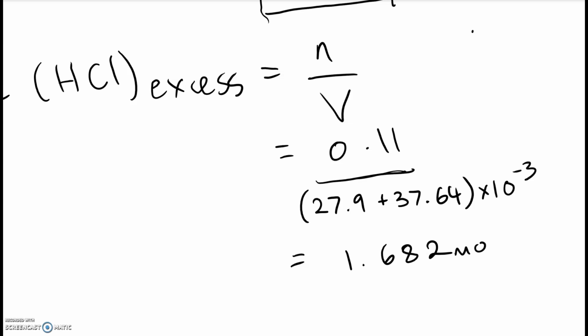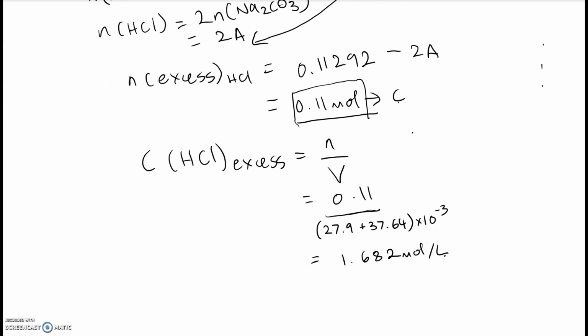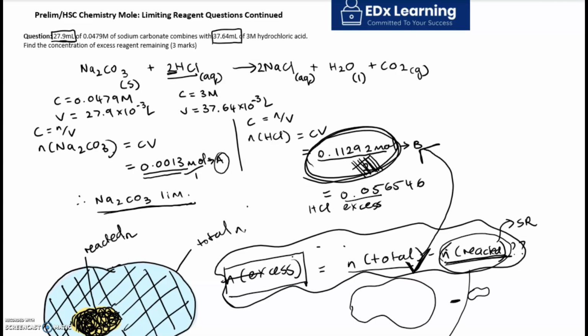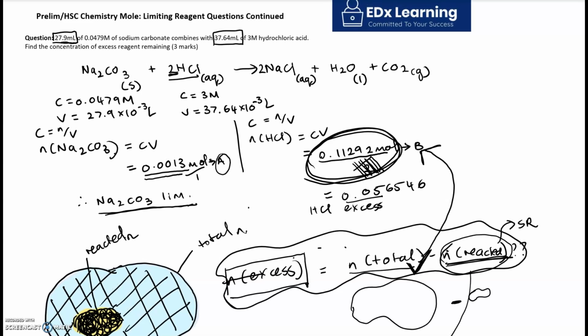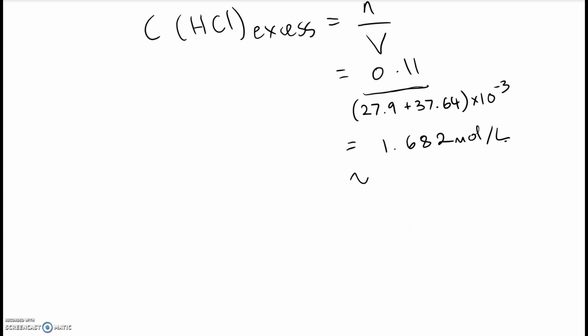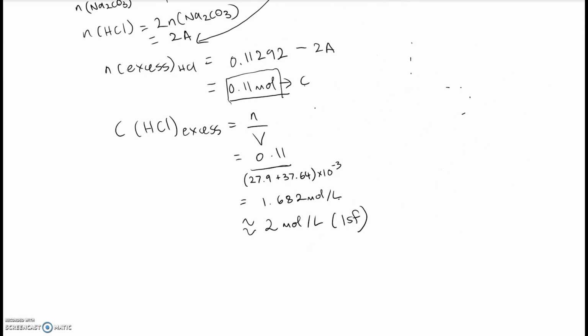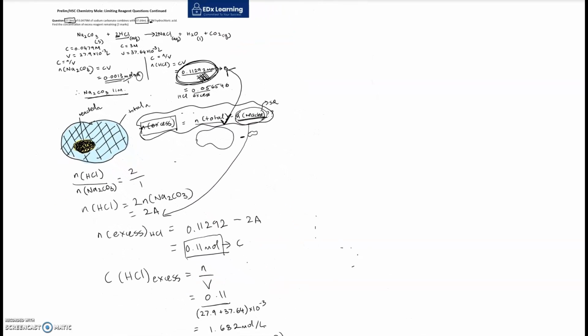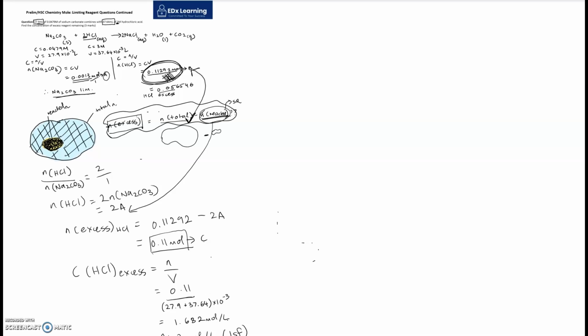1.682 moles per liter. And recall, our final answer must be to the lowest number of sig figs as provided in the question. And as you can see, 3 is the lowest number of sig figs in the question. So our final answer will round off to 1 sig fig. So we have a total of 2 moles per liter. And that is to 1 significant figure. And that concludes our lesson.